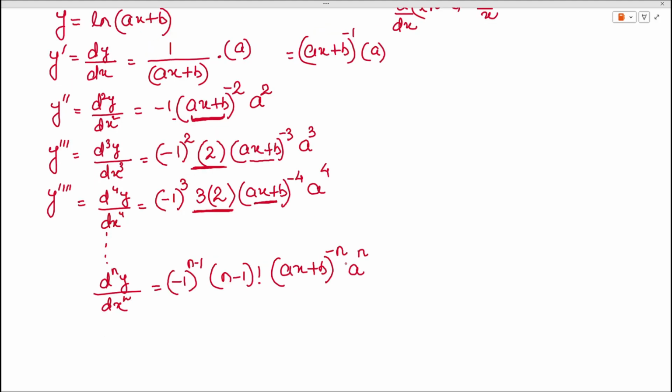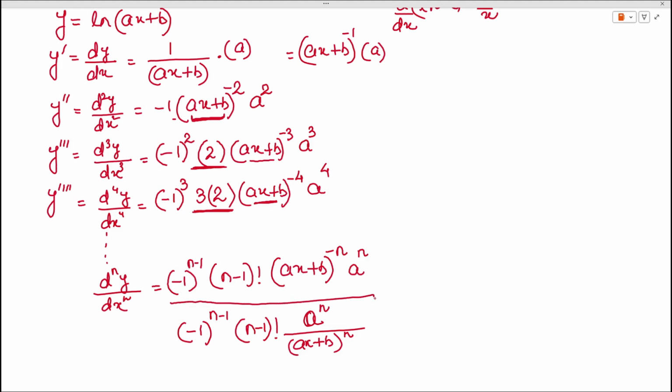So if you don't want to leave the negative exponent, this is going to be (-1) raised to the power n minus 1, (n minus 1) factorial. To make the exponent positive, this is going to be 1 over (ax + b) raised to the exponent n, and multiplied by a to the exponent n. So this is our generalized nth derivative of ln(ax + b).